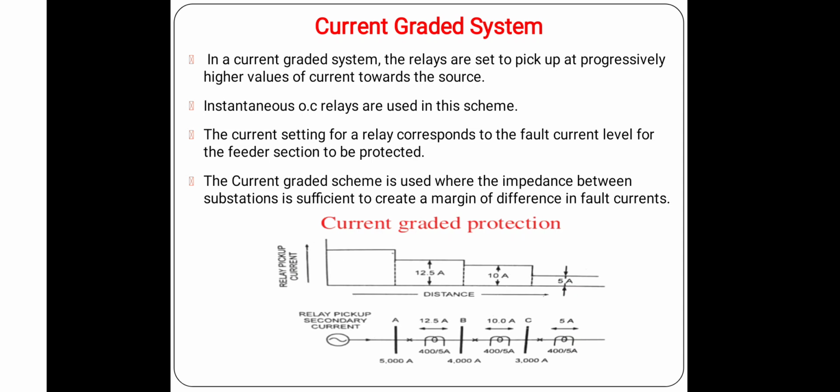In the current graded scheme, we can also say that the relays are set to pick up at progressively higher values of current towards the source. That's why in this type of scheme we will use very high speed instantaneous overcurrent relays. The operating time is kept the same for all the relays used to protect different sections of the feeder. The current setting for a relay corresponds to the fault current level for the feeder section to be protected.